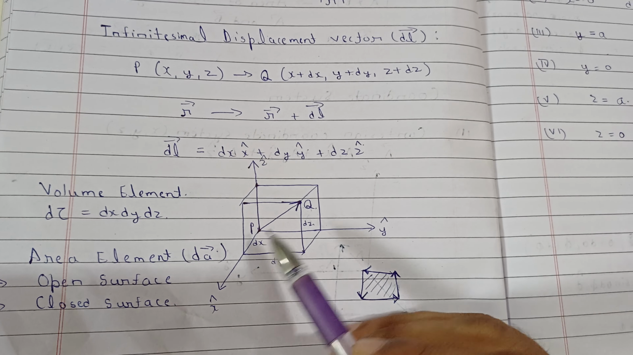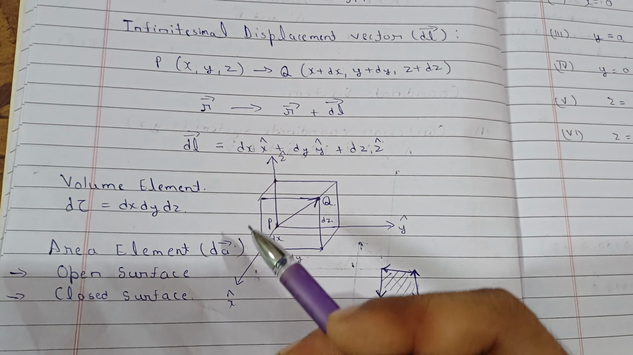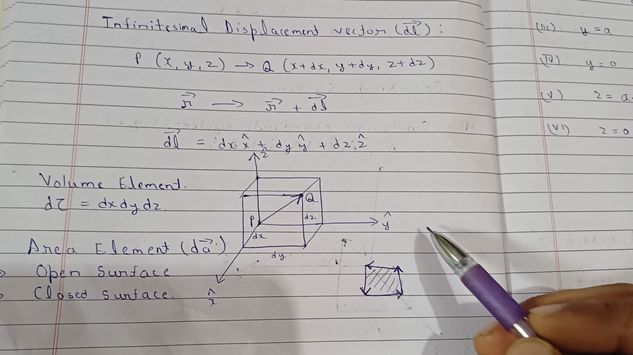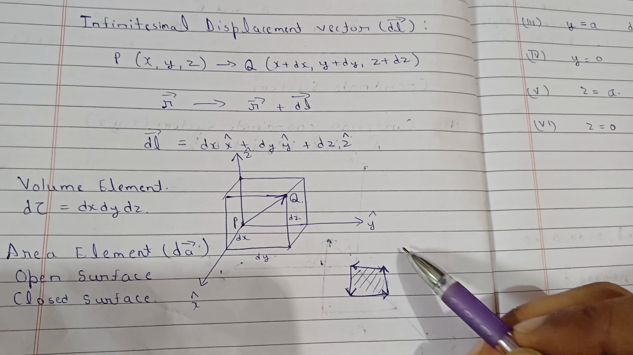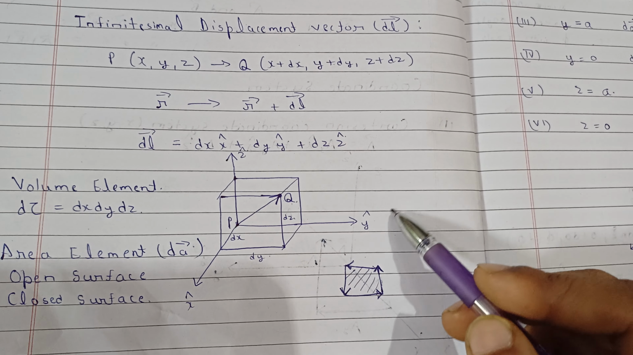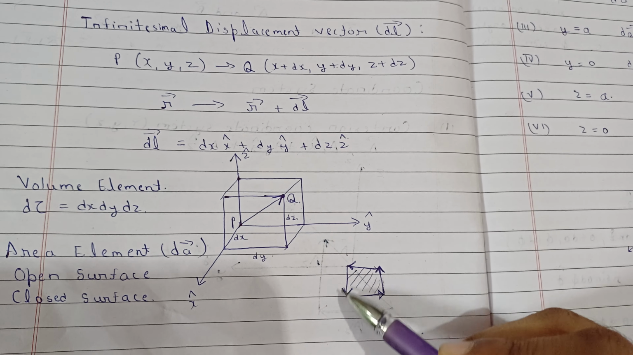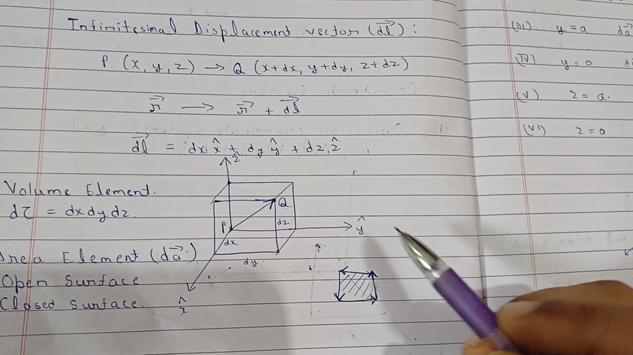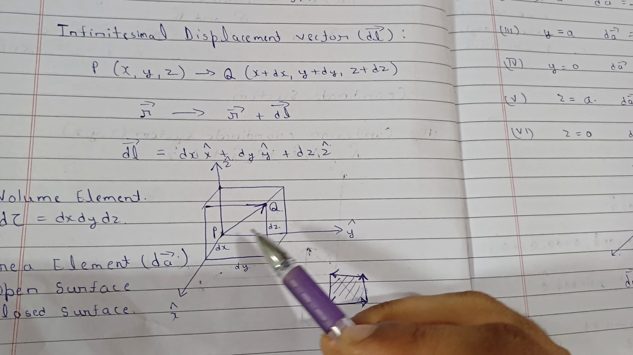So what is the area element? We will discuss open surface and closed surface. So what is an open surface? An open surface is something which is covered by lines. Like you have a circle or a square. This circle is covered by small lines. You have this square, then this is enclosed by lines. But if you have a cube or something, then that is enclosed by surface area, not lines. You can't close this with lines.